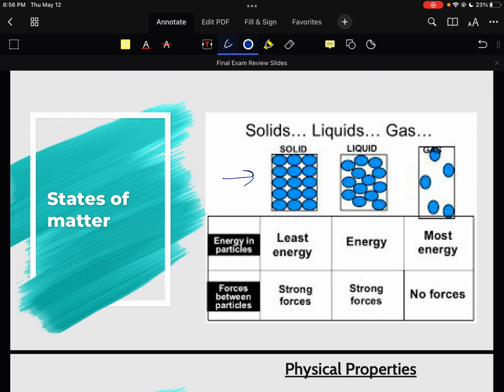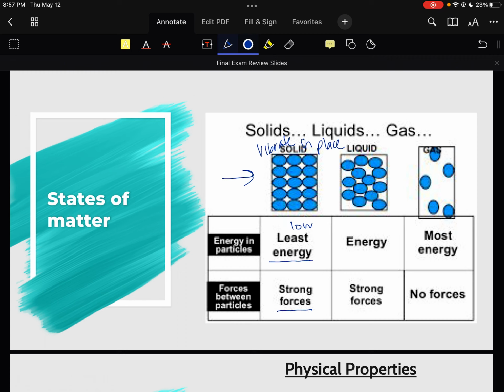So we know that a solid has a regular arrangement. We can see that they're all nicely lined up in columns or rows. They're kind of touching each other. We do know that solids do vibrate in place, so they're not totally still because they do still have some kinetic energy, just a very low amount of energy. They also have strong forces. That's what keeps them attracted to each other. Those forces between the particles, that's what keeps them held tightly together.